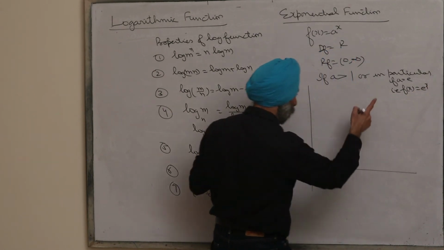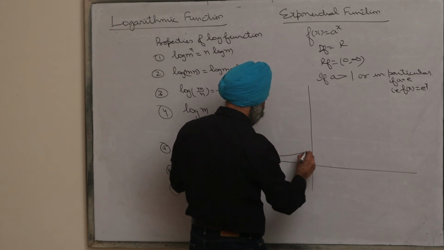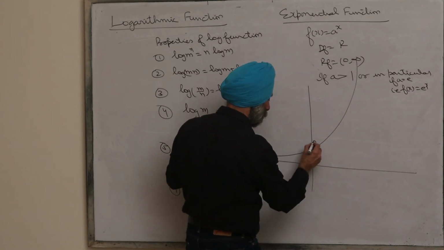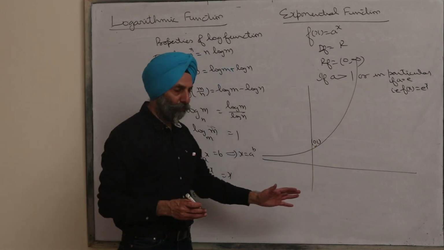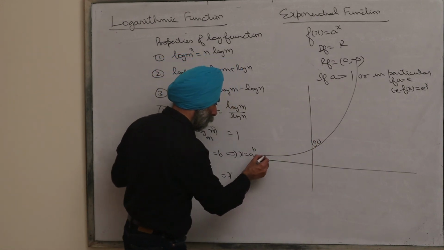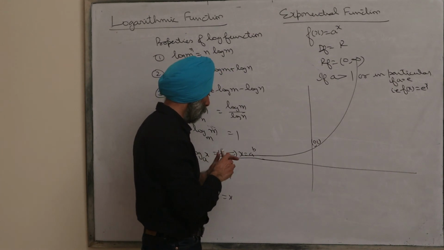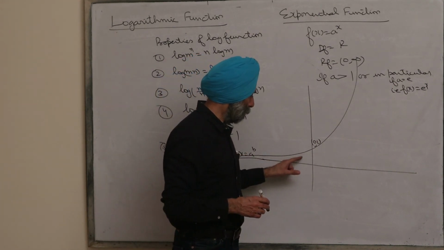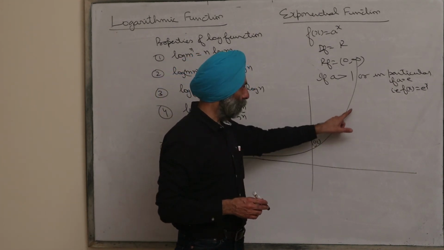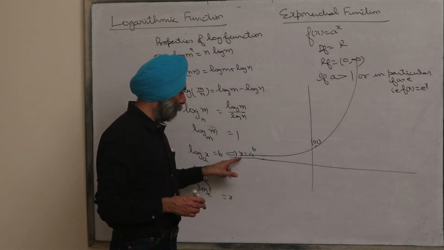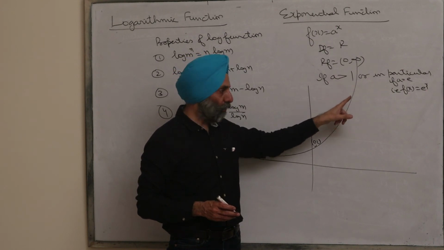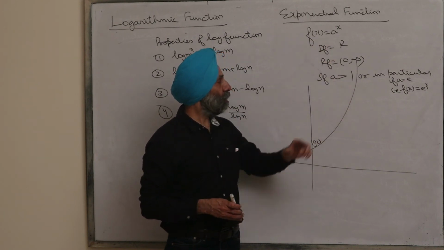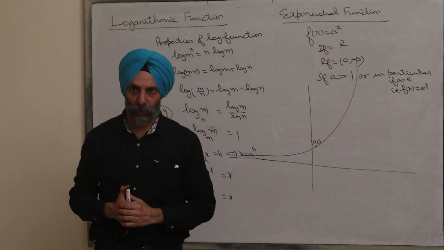So how is the graph of e raised to the power x going to behave? It is going to be like this. You can see here, it is exactly the mirror image of log of x to the base e. Now domain is whole of the real line, but range is open interval 0 to infinity. It can never be equal to 0, and e raised to the power x cannot take negative values. So this is the graph of the exponential function.